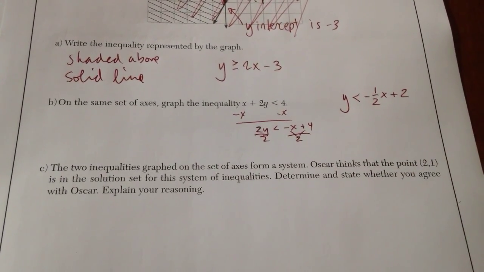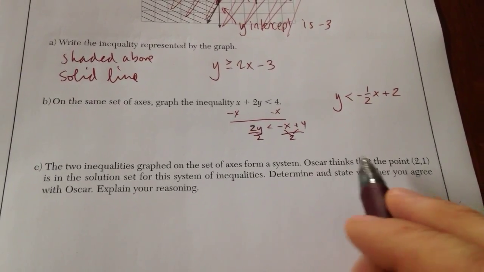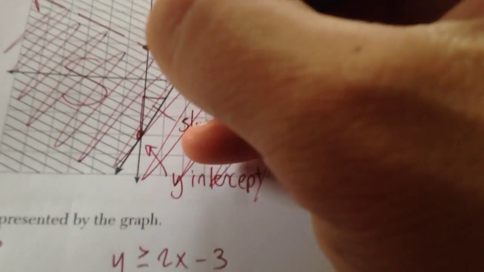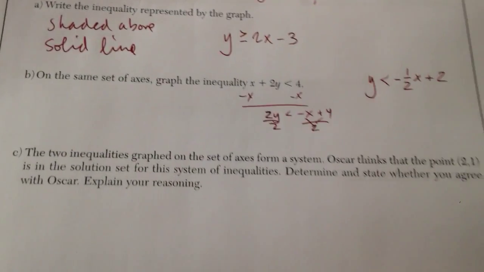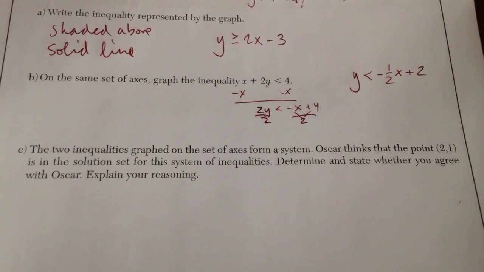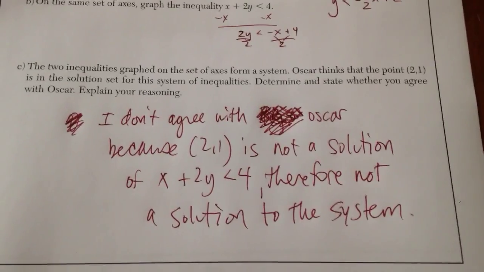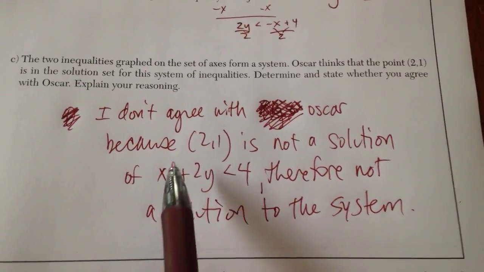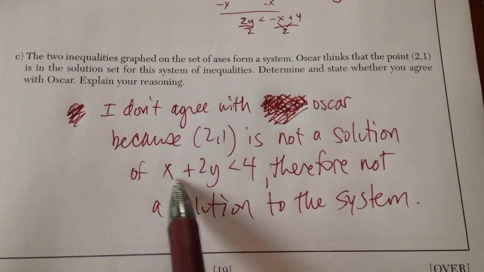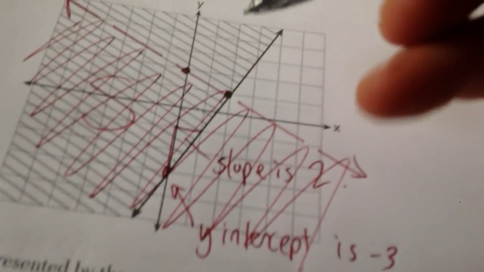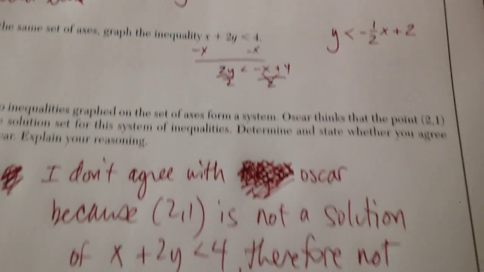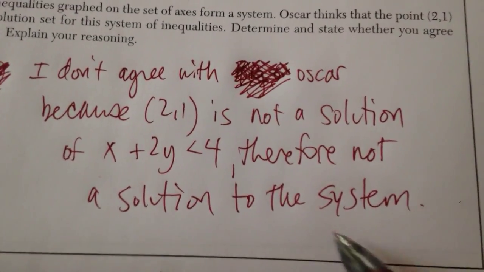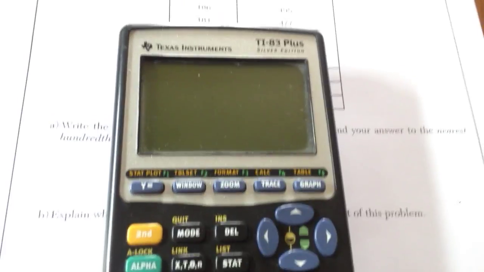Now I move on to see the two inequalities graphed form a system. Oscar thinks (2, 1) is in the solution set. (2, 1) is right here. Determine and state whether you agree with Oscar. Explain your reasoning. I don't agree with Oscar because (2, 1) is not a solution to x plus 2y is less than 4. We know it's not because it's on the dashed line. Points on the dashed line are not a solution. Therefore, it's not a solution to the system, meaning both.